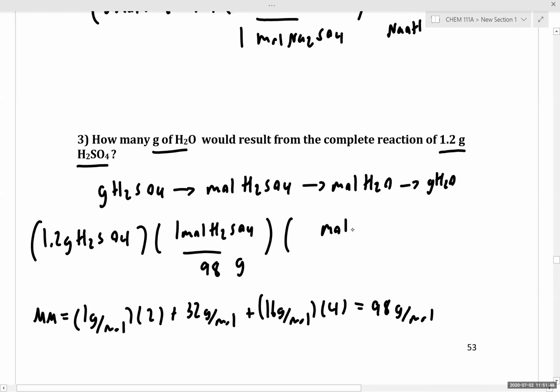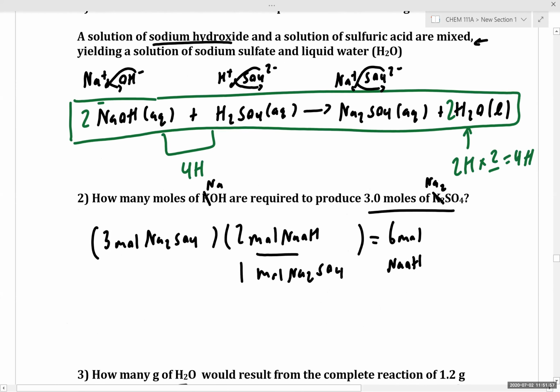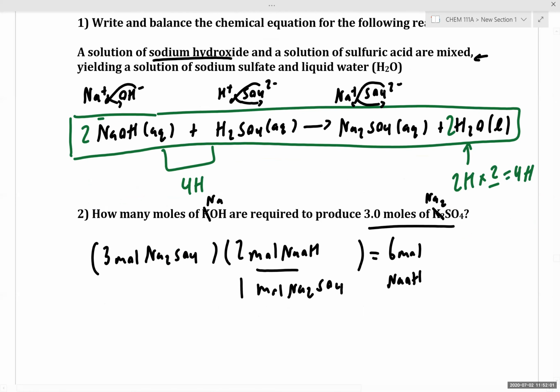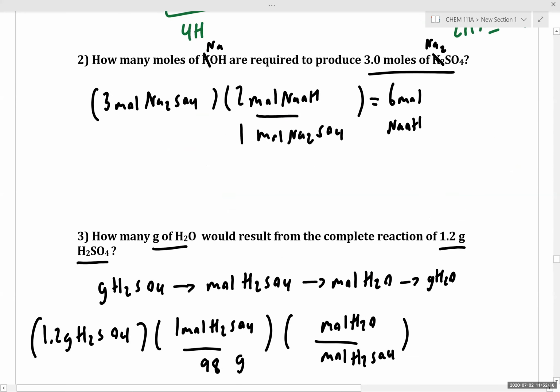Now let's look at our chemical equation and figure out how many moles of water do we make per mole of sulfuric acid. What's our mole to mole ratio of water to sulfuric acid? 2 to 1. 2 to 1, exactly right.